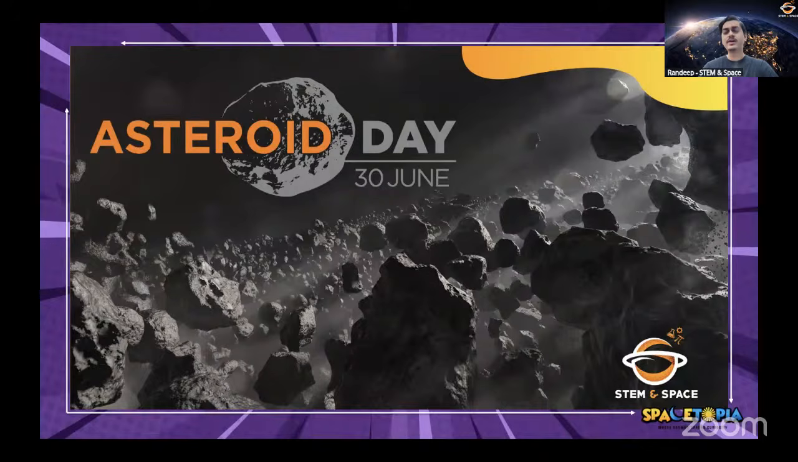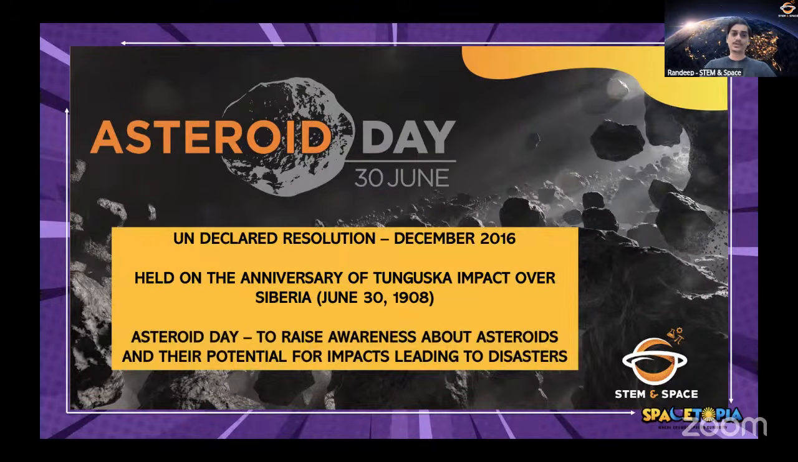We celebrate Asteroid Day every year on the 30th of June because in 2016, the United Nations declared it as a resolution to hold a day on the anniversary of the Tunguska impact, which had occurred over Siberia on the 30th of June 1908. So, almost about 120 years ago, there was a huge asteroid impact over Siberia. That means the northern part of Russia today. And that place was named Tunguska. So it is called the Tunguska impact.